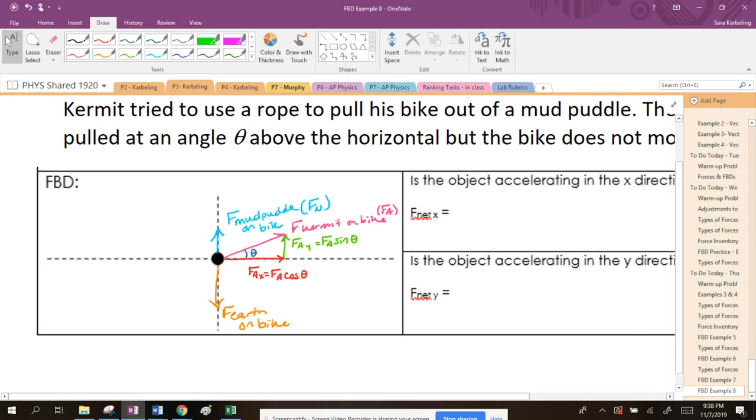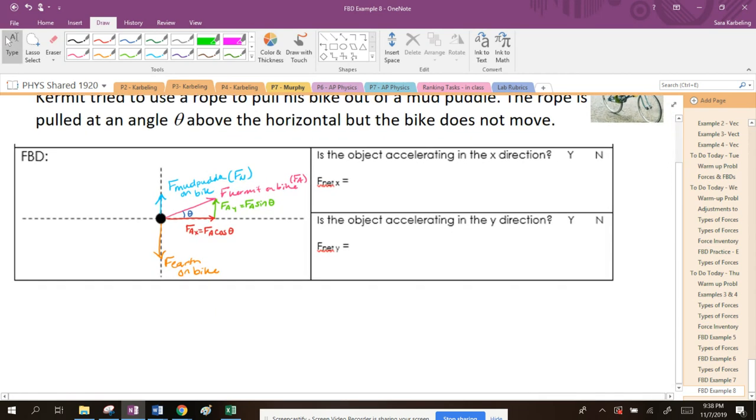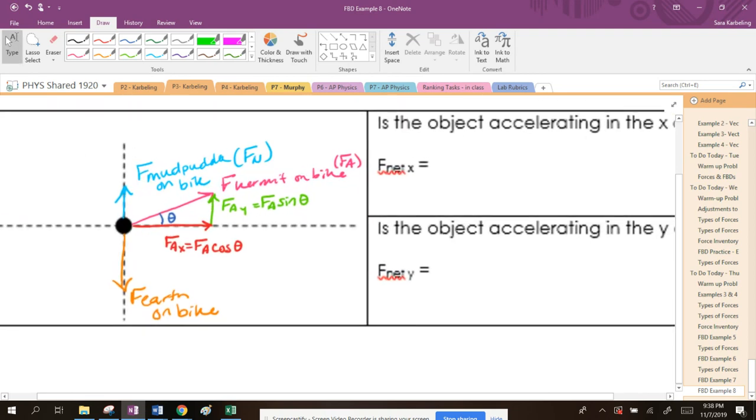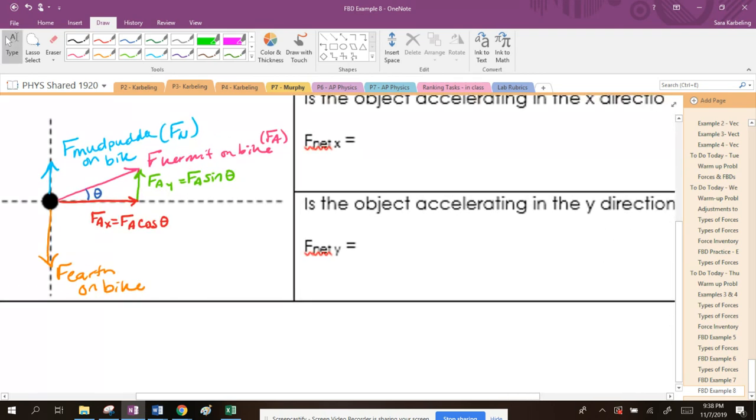All right, we're going to take a look and see kind of how we're doing on our questions here and determine whether or not we need some more forces. So is the bike accelerating in the y direction? I'm thinking no, and I'm really thinking no because it says that the bike does not move. If it's not moving, it's definitely not changing velocity. If it's not changing velocity, we know that the acceleration must be equal to 0. So nope, it is not accelerating in the y direction, which means that all of the forces acting in the y direction need to add up to 0.